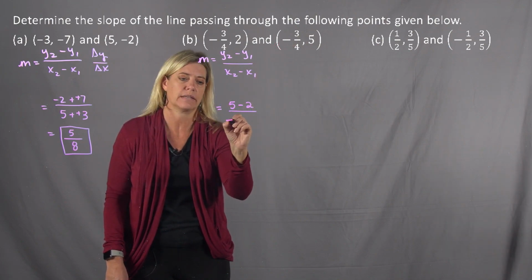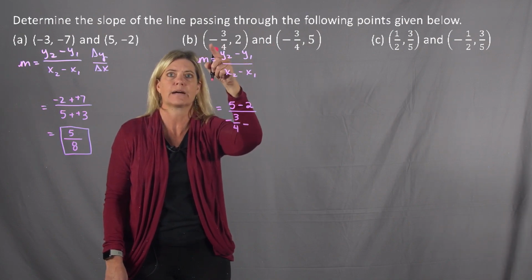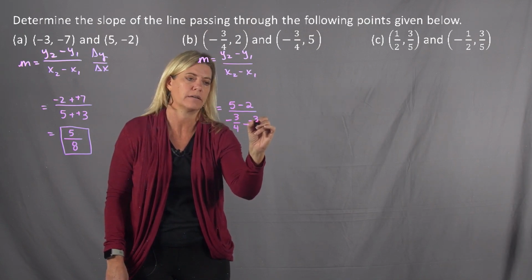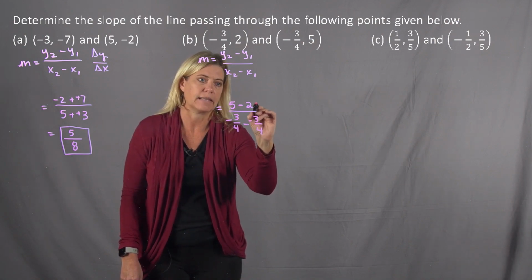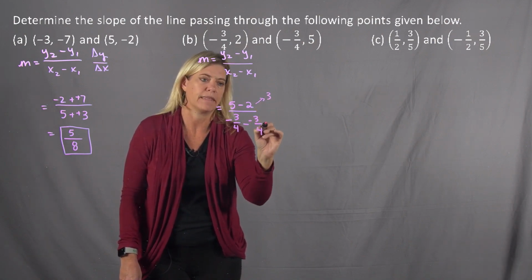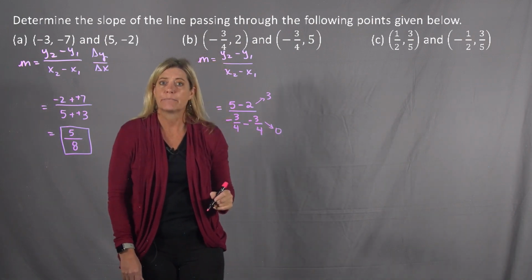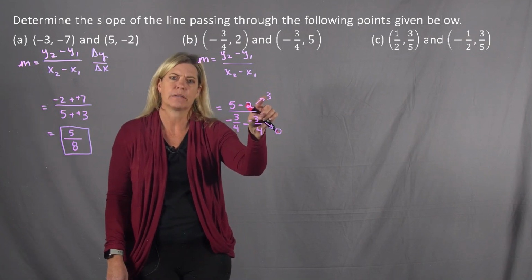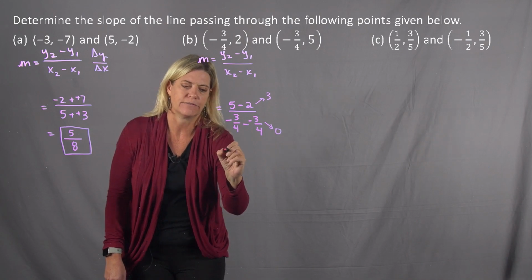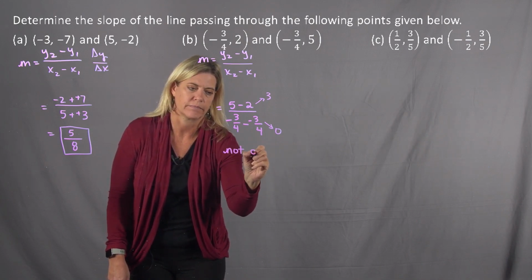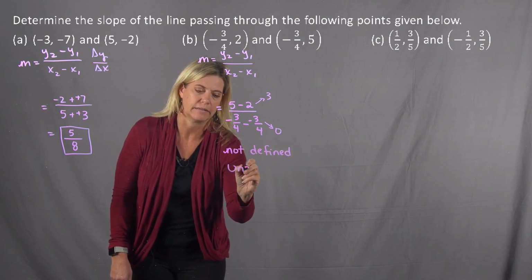I do have to start with the -3/4. That's its corresponding x value. And then I subtract the -3/4 from here. But when we do this, what we see is we end up getting this to be 3. And this number here is 0. I don't have a defined number when I have a non-zero number in the numerator, but 0 in the denominator. So this slope is not defined. Or we say that it is undefined.